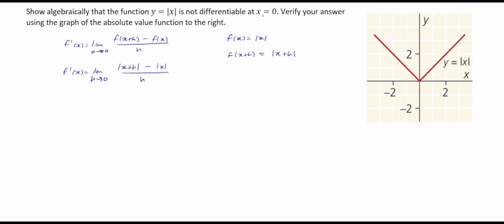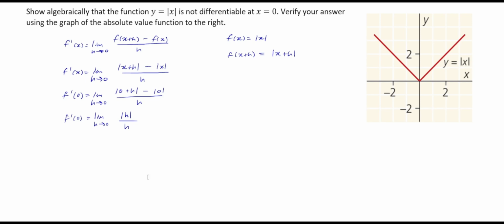But I need to find the derivative at x is equal to 0. So f prime at 0 is equal to the limit as h approaches 0 of the absolute value of 0 plus h minus the absolute value of 0, all over h, and this simplifies to the following: the absolute value of h all over h.